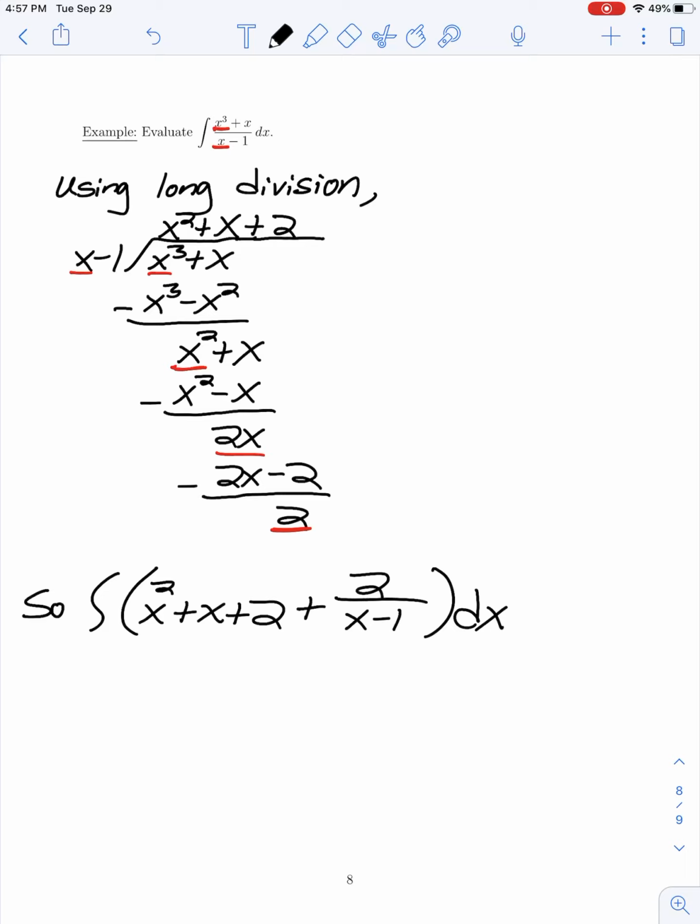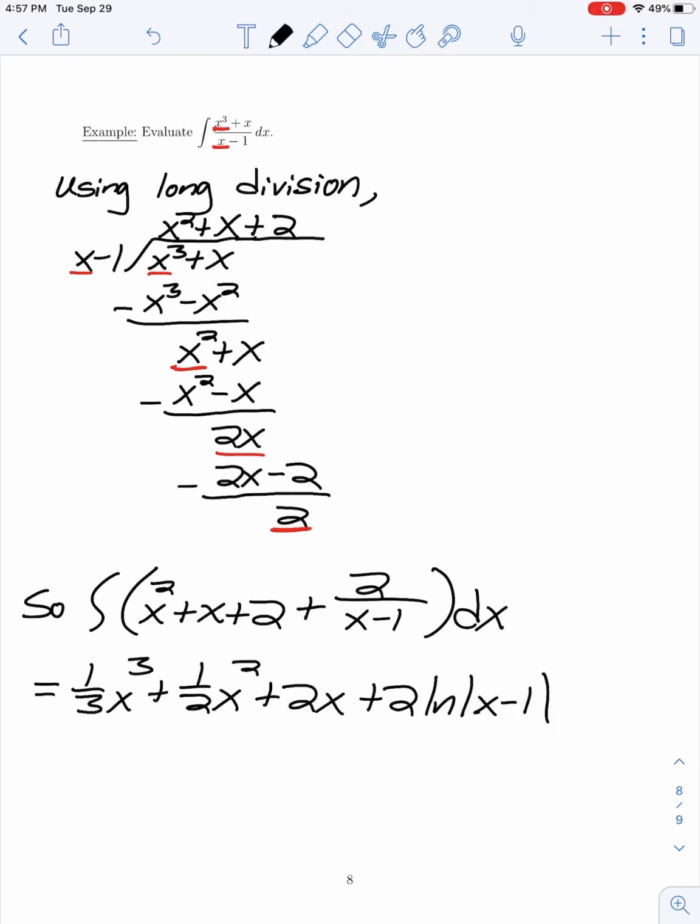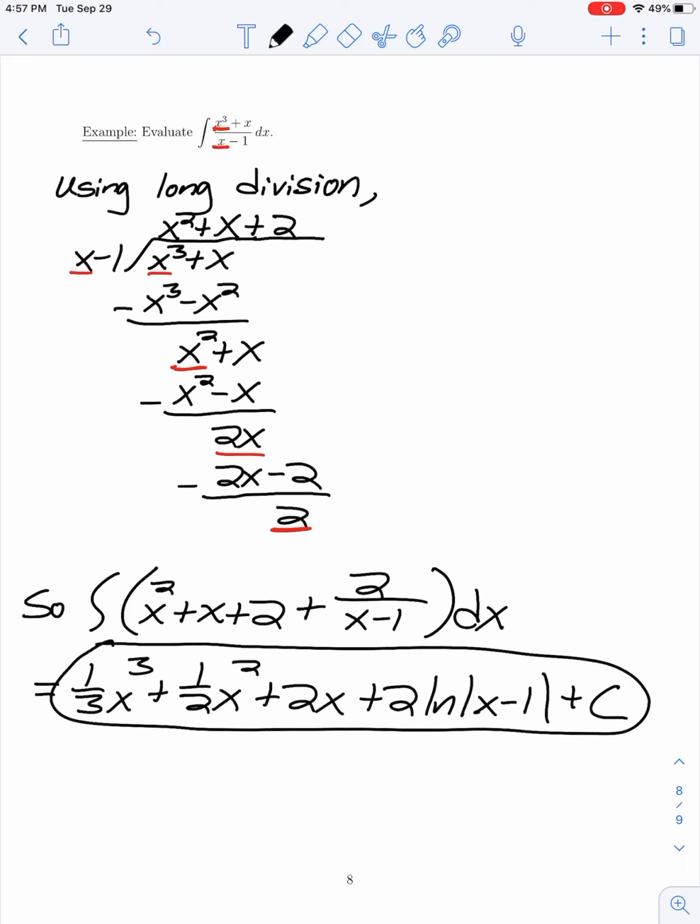And once I've performed this long division, well, I know how to integrate this function directly. We would have 1/3 x cubed plus 1/2 x squared plus 2x plus twice the natural log of the absolute value of x - 1 plus C, since this was an indefinite integral.